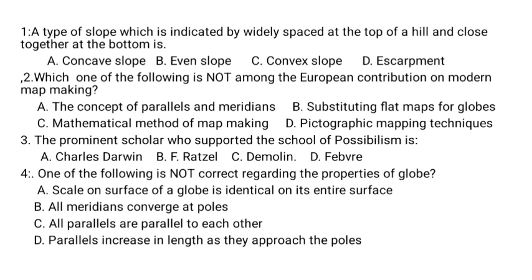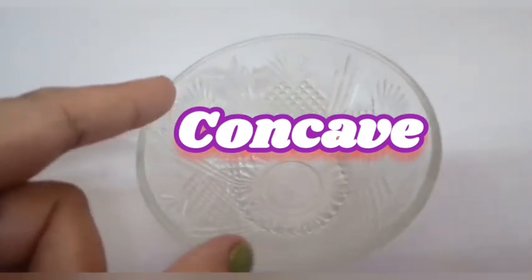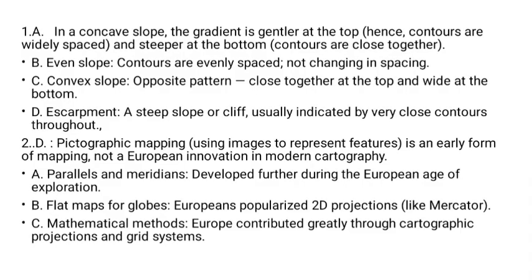Concave slope is a type of slope which is indicated by widely spaced contours at the top of a hill and close together at the bottom. This cup shows concave slope because the gradient is gentler at the top, hence contours are widely spaced, and steeper at the bottom, while contours are closer together at the bottom. B, C, D are not the answer.